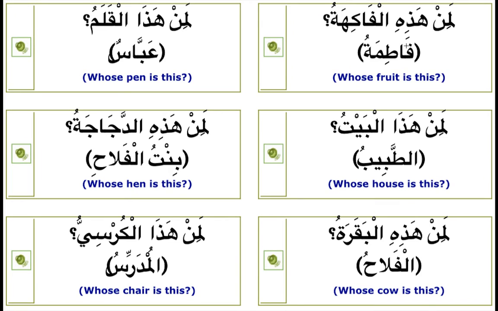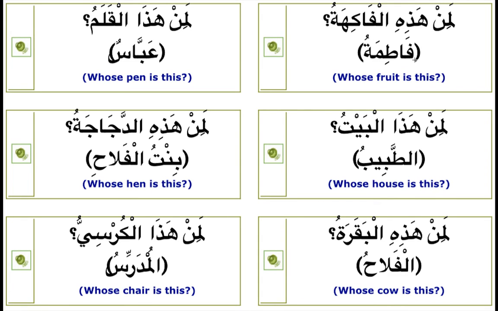So let's do some more examples for liman inshallah. So we get used to this. So liman hadihil fakihatu. So we have got here the answer. So we need to use the harf jar li and give a full sentence. Whose fruit is this? Fakiha means fruit. So now we have to bring hadihil fakihatu, this fruit. So hadihi is mubtada, al-fakihatu is badal, and we have to say li fatimata.